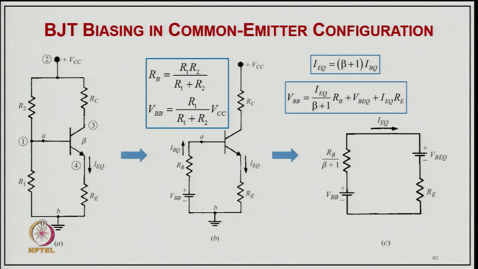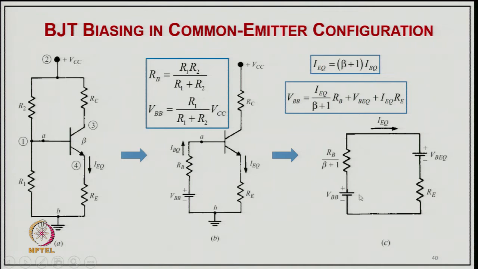So, this is typically with this kind of biasing. Now you can say typically here IEQ, I mean the current flowing into here, will be beta plus 1 times IBQ, and VBB will be your IEQ into RB upon beta plus 1, plus VBEQ, plus IEQ into RE. I mean this circuit, if you take the total circuit, that will be the circuit shown here.